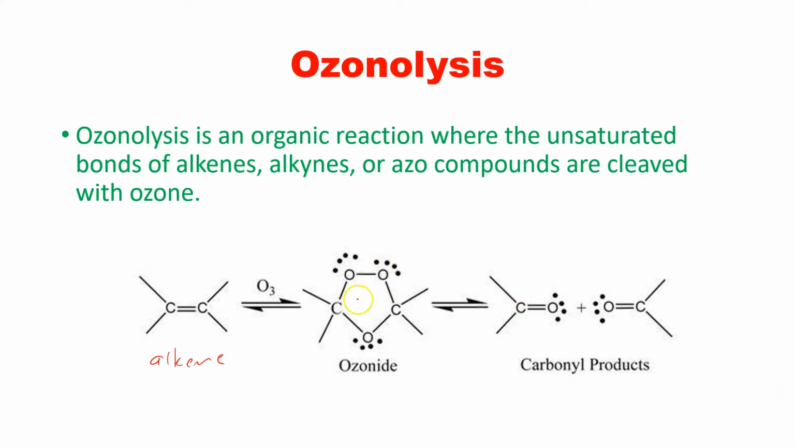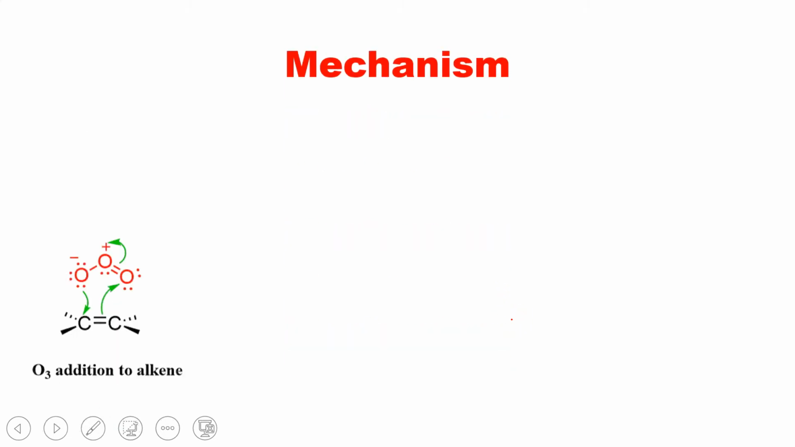Ozonide is an intermediate compound which has been formed, and after reduction of this ozonide we will get a carbonyl compound. For that purpose one should know the mechanism of this.